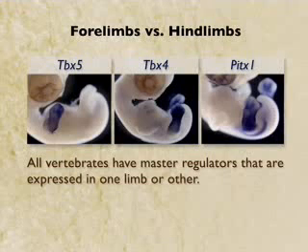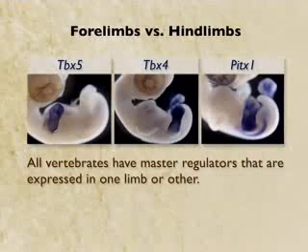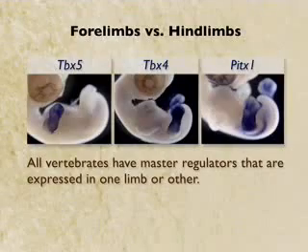This is a method that allows you to look at where an individual gene is being expressed. So you see sites of blue at the sites where the gene is normally turning on. There's a gene called TBX5 that's expressed in the wing bud of a chick, but not the leg. There's another gene called TBX4 that's expressed in the hind leg, but not the wing. There's another gene called PITX1 that turns on in the leg, but not the wing.